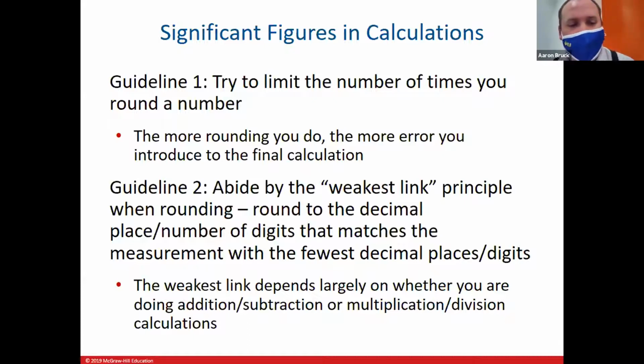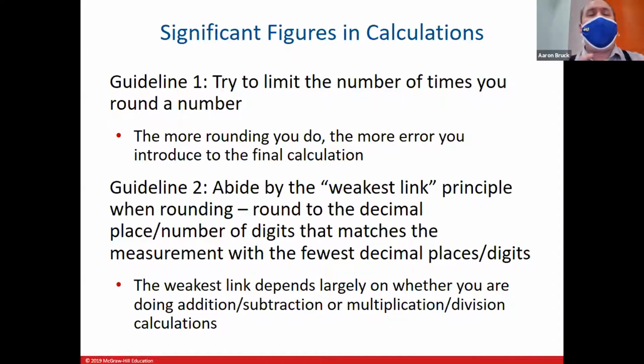The second guideline that we want to abide by is something called the weakest link principle. The weakest link principle, when we apply it to rounding, is talking about how we never want to introduce or create greater precision in a calculated number than what was present in the original measurement. So if our original measurement has 4 significant figures, by the end of the calculation, we're going to want to make sure that we have no more than 4 significant figures.